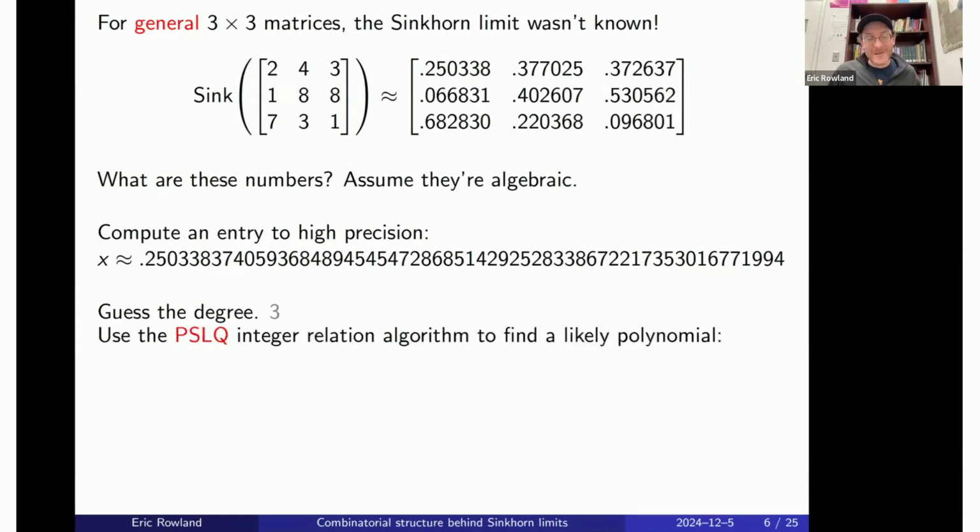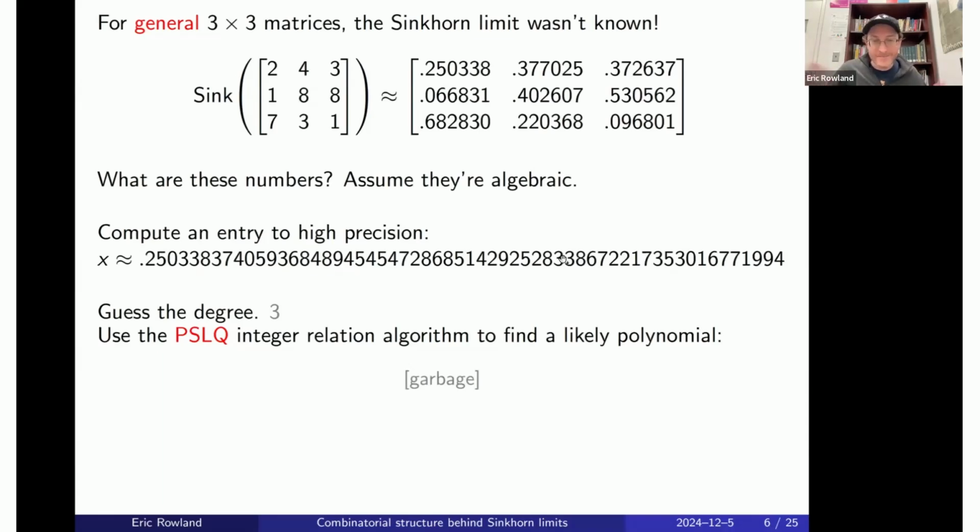Of course, that's probably not going to work out, because we know when we symmetrize from Ekhad and Zeilberger's result, the degree is at least 4. But if you guess that the degree is 3, what you can do is use an integer relation algorithm such as PSLQ to find a likely polynomial. If we think this is an algebraic number of degree 3, we can look for an integer relation between x cubed, x squared, x, and 1, and that will give us a candidate polynomial for this number. When you do that, though, with this many digits, you get garbage.